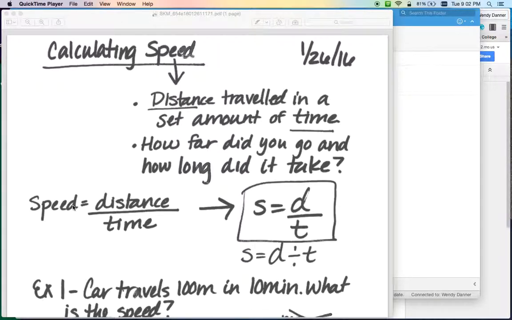Speed down here, you see I've written out the formula. This is the only time you're ever going to see me do this. From here on out, what you'll see is this over here, where speed equals distance divided by time. Now remember, this line right here is a division symbol. So the one that has the box around it is the exact same thing as this right here. So speed equals distance divided by time.